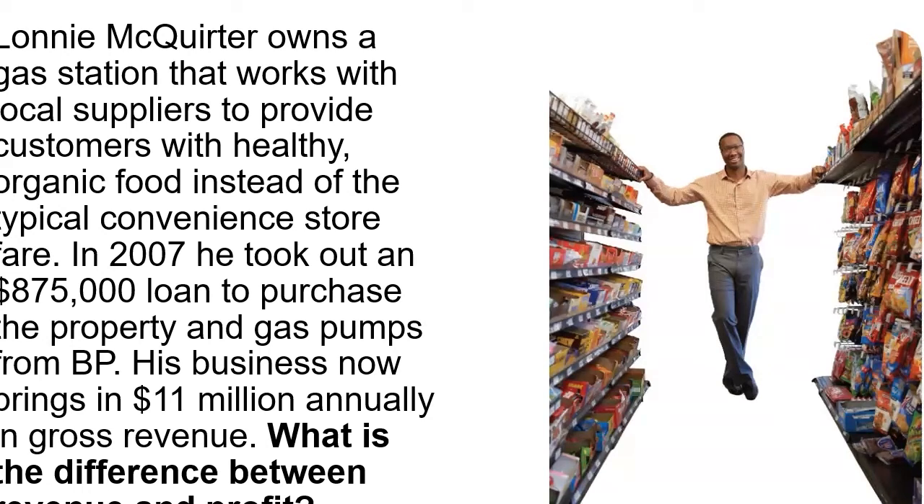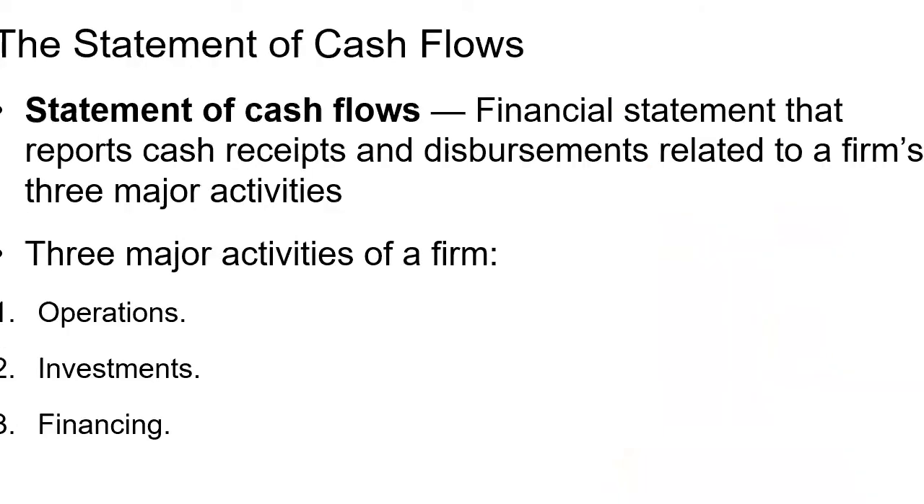Now he brings in $11 million annually. What a huge return on investment. This man is a smart business owner, even if he's not selling everything organic. So that being said, what's the difference between the revenue and the profit? The revenue is all the money he brings in, and profit is what's after all the operating expenses are taken out.